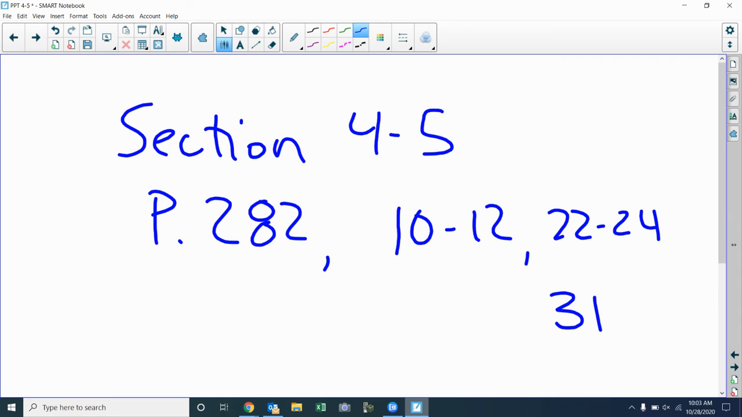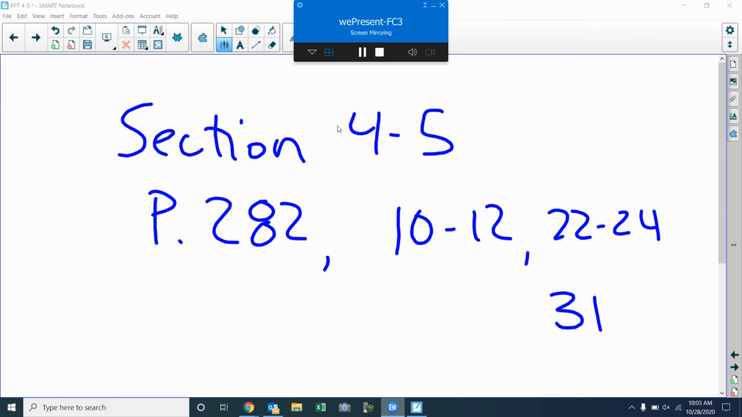System of equations today. Solving by matrices. Can't get much better than that.